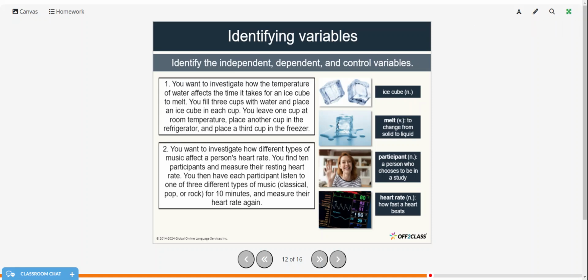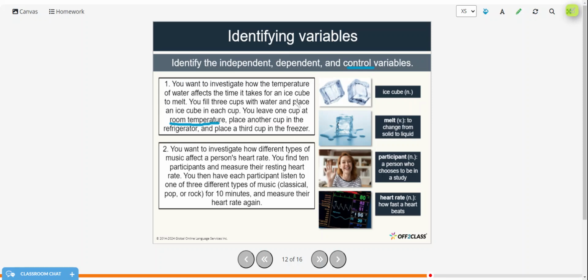So here, the cup with the water that is at room temperature is the control. So the room temperature is the control. The cup in the refrigerator and the freezer, those are the independent variables. And then the amount of time that it takes for each of the ice cubes to melt would be the dependent variable.